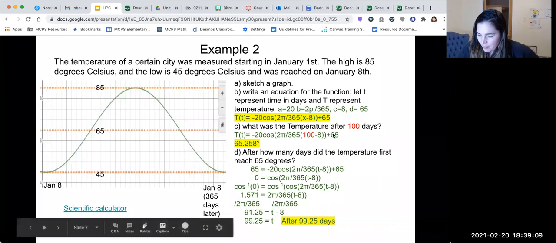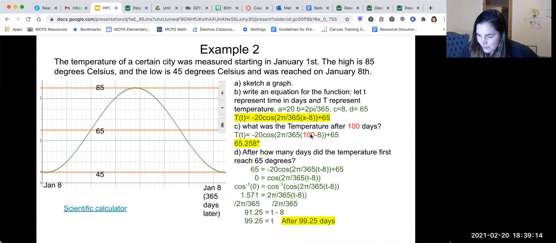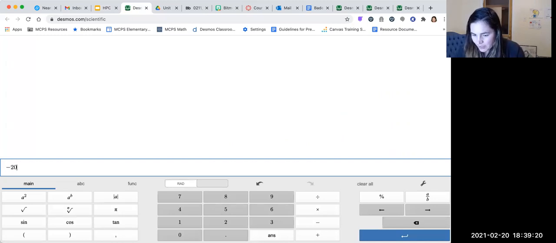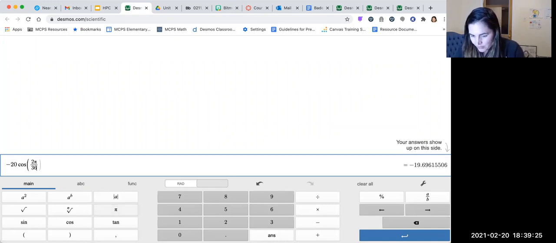So basically what I can just do is type this expression and it should give me a value. So let's try that. We've got negative 20 cosine of 2 pi over 365 times 100 minus 8, and then plus 65 at the end, and there you have it. So we've got 65.258, which is the same thing that we had on that other slide. Now, if you switch to degrees, it'd be a different answer. So do you see the problem? You want to make sure that if you're dealing in pi, you're working in radian mode.